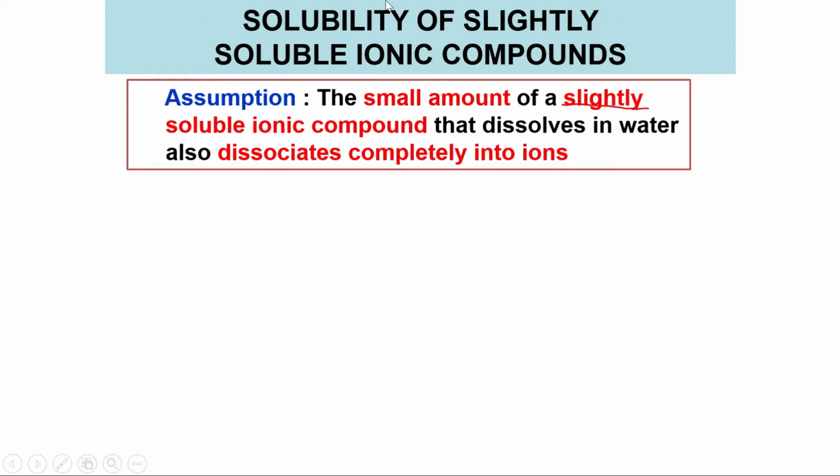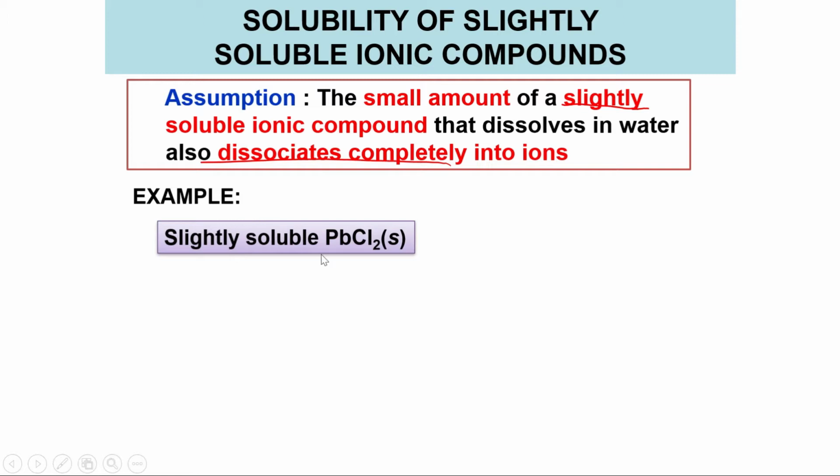Yes, so when we are dealing with the solubility of a slightly soluble ionic compound, we assume that the small amount of the slightly soluble ionic compound that dissolves in water dissociates completely into its ions. For example, we have here slightly soluble plumbum chloride. And please pay attention: the state for the slightly soluble ionic compound is denoted as solid.